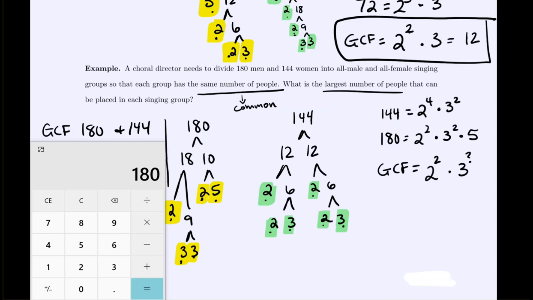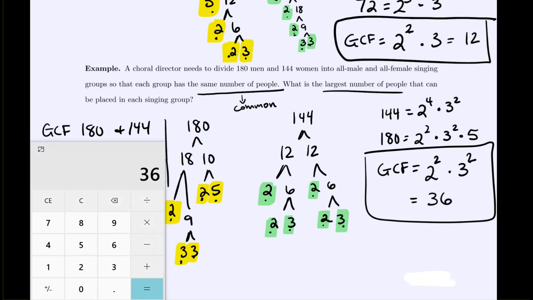Remember, for the LCM you choose the greatest exponent. For greatest common factor, you choose the least exponent. So it's kind of swapped. For 3, the exponent in both is 2, so the least of those is also 2. Which means our greatest common factor can be expressed as 2 squared times 3 squared, which is really the number 36. So if we split both groups into smaller groups of 36 members each, we will have the largest number of people in all the individual groups, where each group has the same number of people, and that's the largest such group.